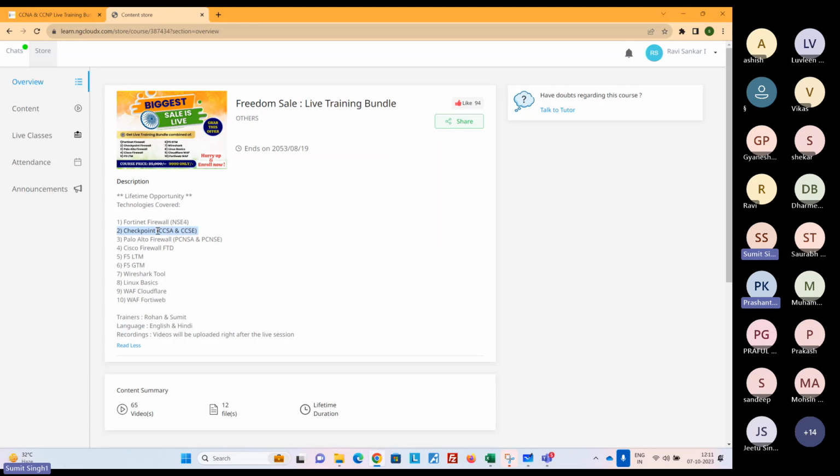Checkpoint is completed after FortiGate. We went ahead with Checkpoint. Right now, Rohan is taking Palo Alto. FTD also Rohan will take. LTM and GTM I'll take, and then Wireshark also I'll take probably. Linux, either me or Rohan will take. Cloudflare and FortiWeb, one will be taken by Rohan, one by me, or both by Rohan. That will sort out, no worries. But that's how we are planning right now.